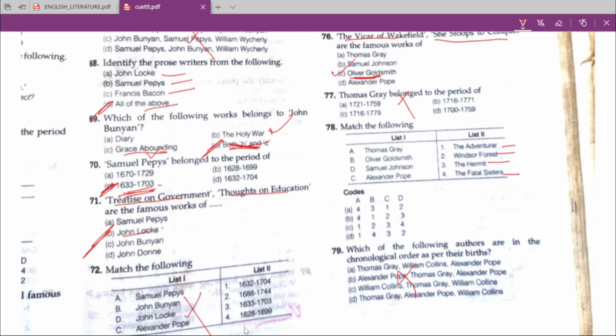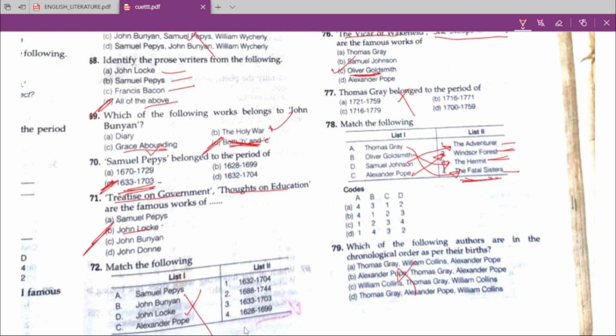So here, Windsor Forest is written by Alexander Pope, whereas Oliver Goldsmith has written the poem The Hermit. So that is B equals 3. Thomas Gray has written The Fatal Sisters, and Samuel Johnson has written The Adventurer. So The Adventurer was written by Samuel Johnson, Windsor Forest by Alexander Pope, The Hermit by Oliver Goldsmith, and The Fatal Sisters by Thomas Gray. Next question.